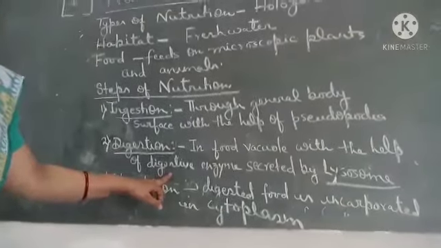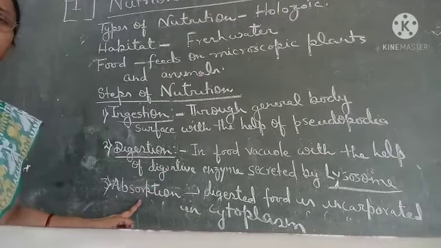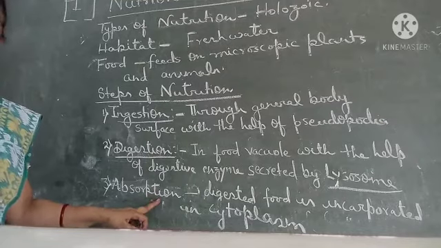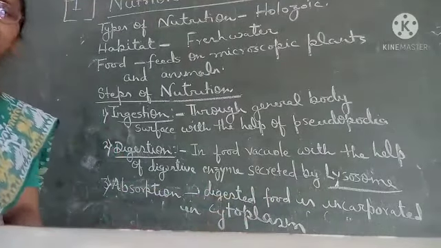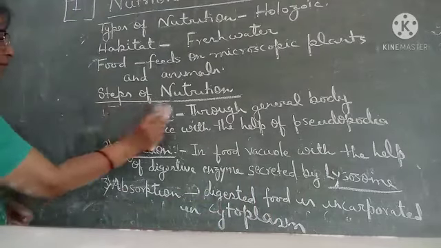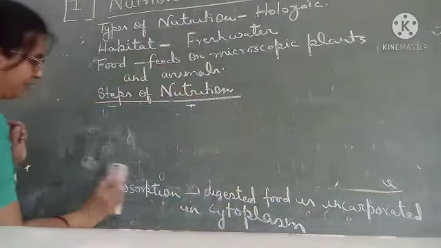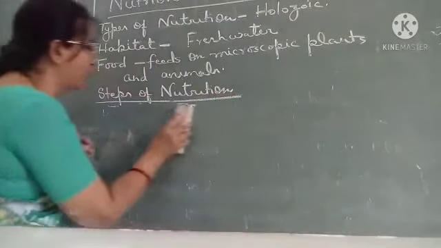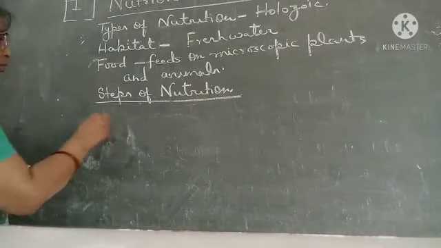Now, after digestion of food, what happens? After digestion of food, absorption of digested food occurs. Absorption means digested food is incorporated in cytoplasm. For which purpose? For its further utilization. Further utilization means it is helpful in growth, maintenance and cell division also.